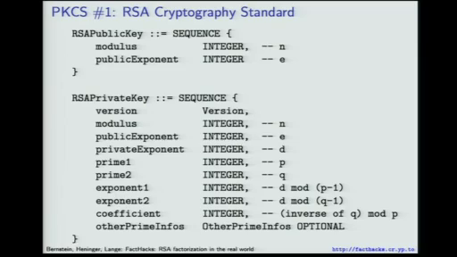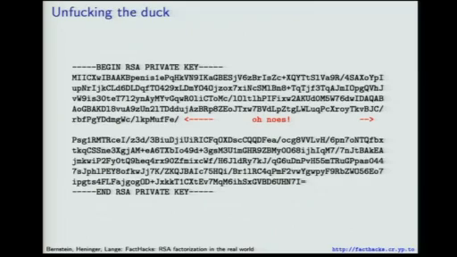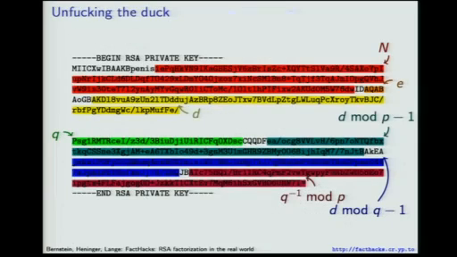Okay. What did we see here then? Well, here is the key broken up into all of the different pieces. The red bit is approximately where N is sitting. We've got E in orange. We've got part of D in yellow. We seem to be missing P, but we've got part of Q. And then here's D mod P minus 1 and D mod Q minus 1 and Q inverse mod P.